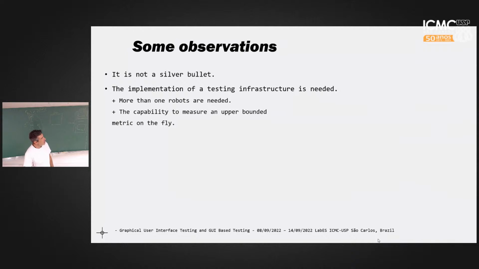You need more than one robot. Okay, I did this experimentation with the robot provided by Android, and I implemented the infrastructure in 2 days. Okay, so I did not waste so much time. I used Cobertura for measuring the code coverage. So I used these tools, and I implemented the infrastructure. So it's not so difficult.